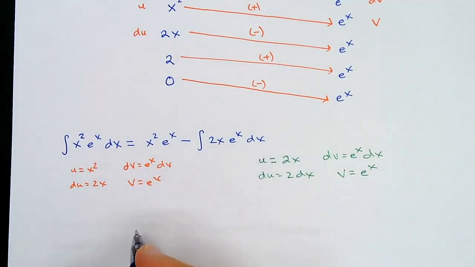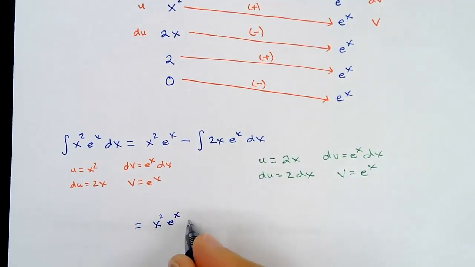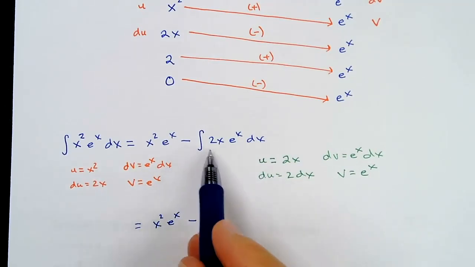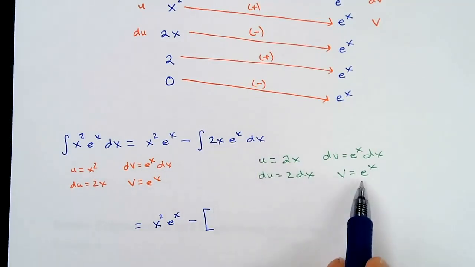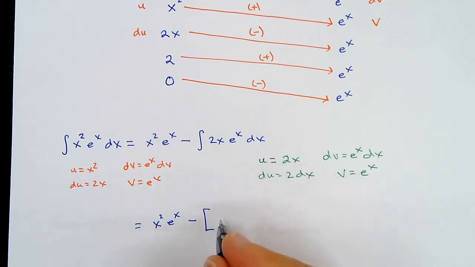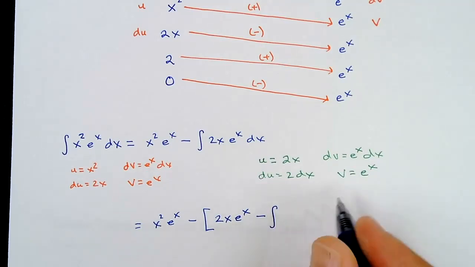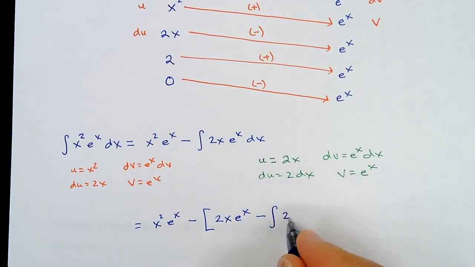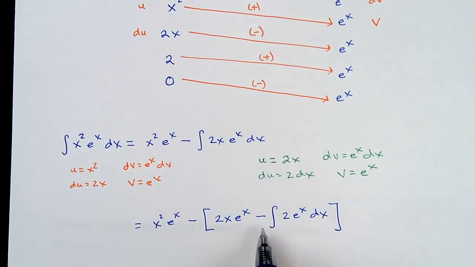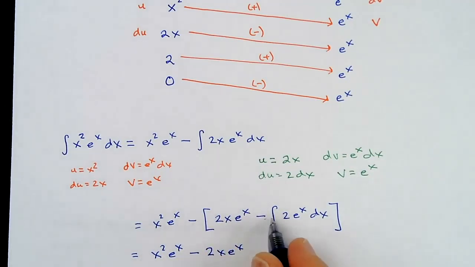So I'm going to just drop down my equals, and this would be equal to x squared e to the x minus, and this would be uv, so u times v would be 2x e to the x, minus the integral of v du, so that'd be 2 e to the x dx. That 2 can come out, so this would be x squared e to the x minus 2x e to the x. This is going to become plus, and the 2 is going to come out.